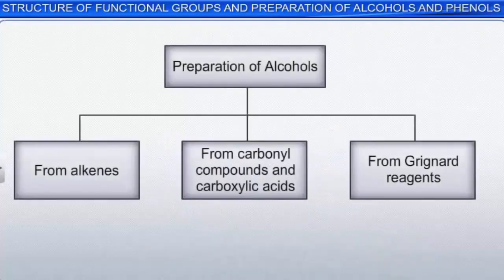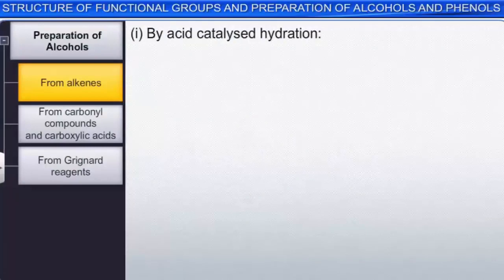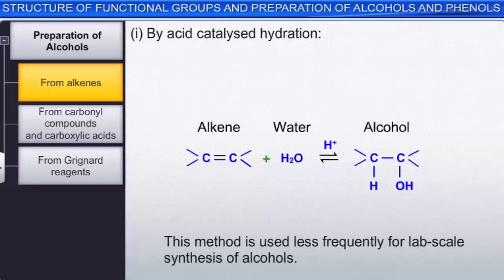Let's focus our attention on synthetic routes to prepare alcohols. The first method we'll discuss is the preparation of alcohols from alkenes by acid-catalyzed hydration. Here's the general reaction. An alkene reacts with water in acidic conditions to form an alcohol. This method is used less frequently for lab-scale synthesis of alcohols.